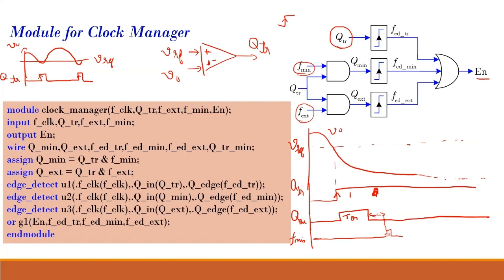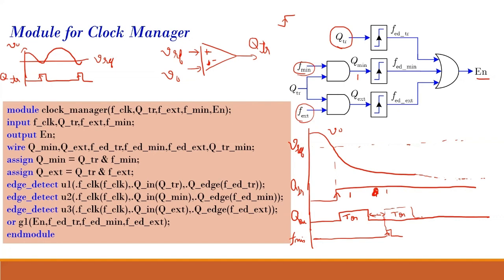If there's a rising edge of F minimum and QTR also is 1, then what will happen? Q minimum also will be 1. So when it is rising from 0 to 1, there will be an edge, and that will be used by enable to trigger again, and then my on time will start and it will proceed.